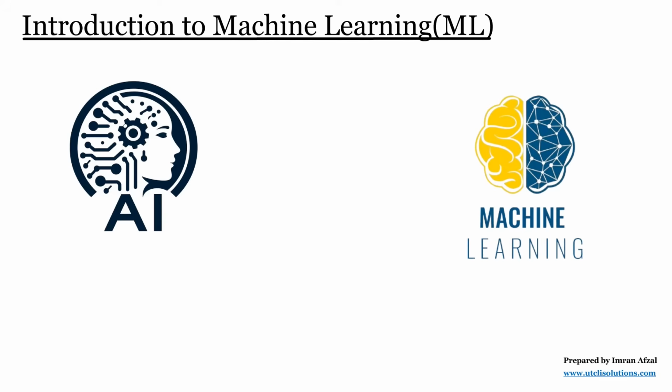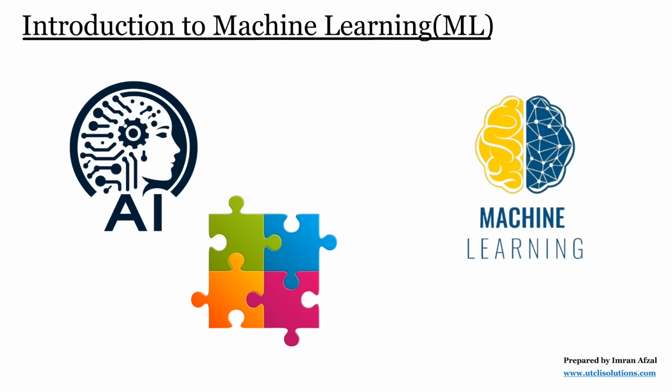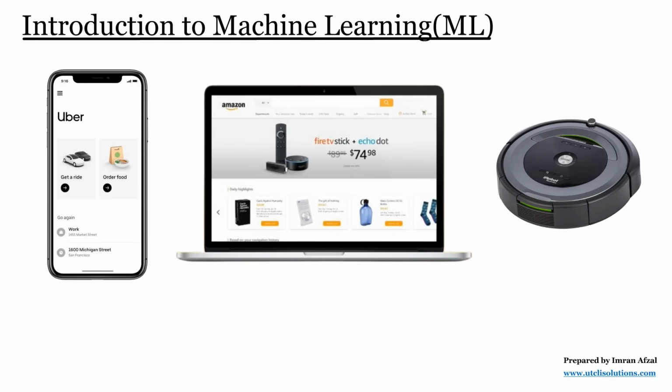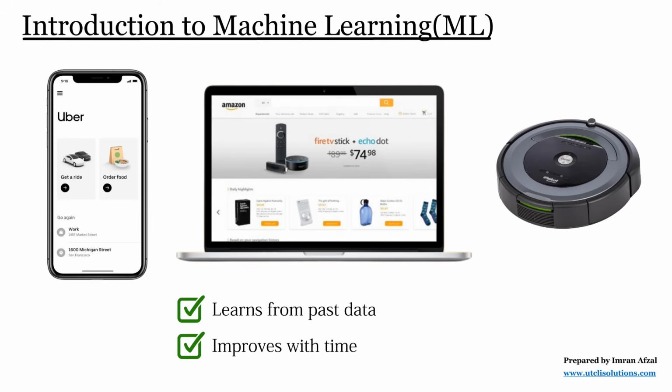Artificial intelligence is the big idea. It means making a machine act smart. Machine learning is one part of that idea. It is the part that helps the machine learn from data. In many apps, websites, and machines, the smart part, the part that learns from past data and improves with time, is not the full AI system, but just the machine learning part working inside.